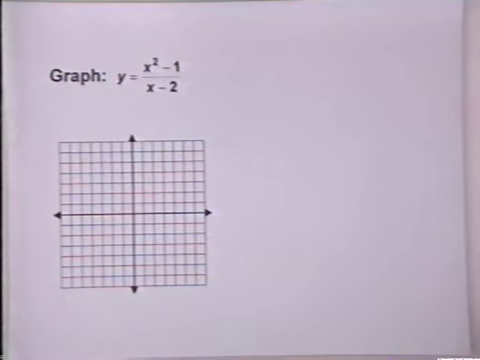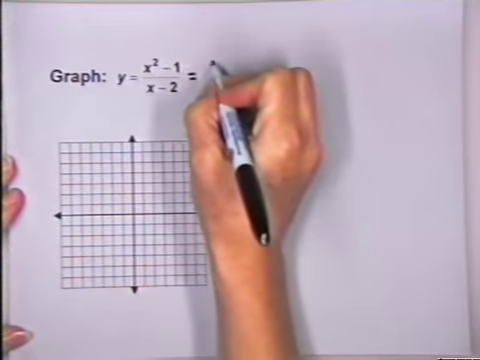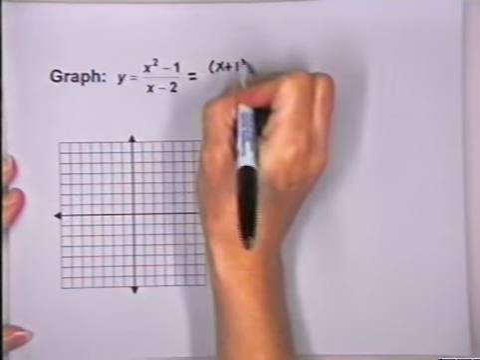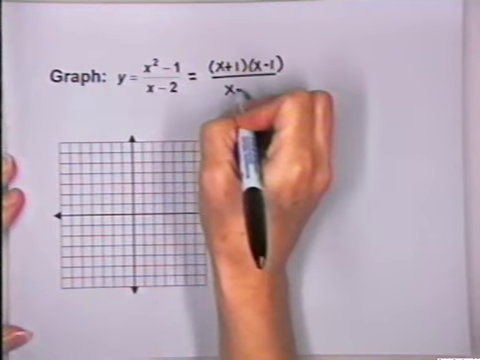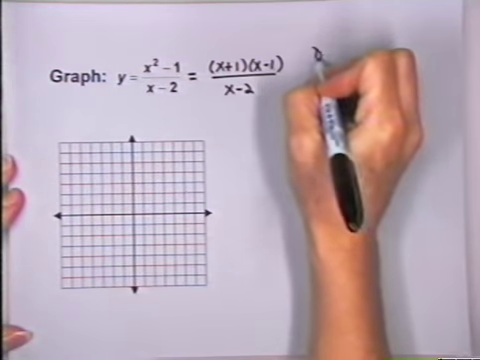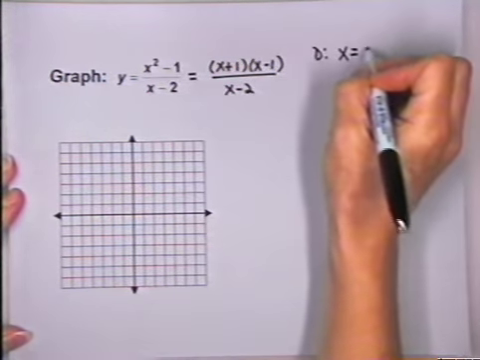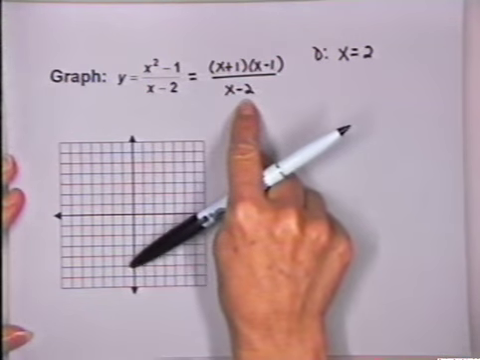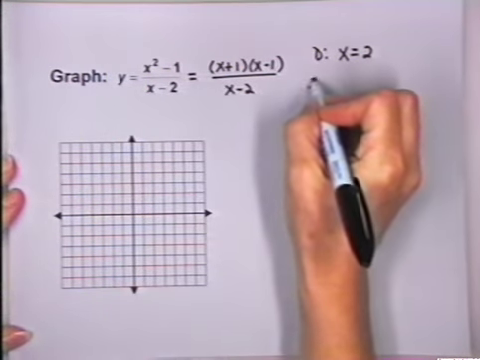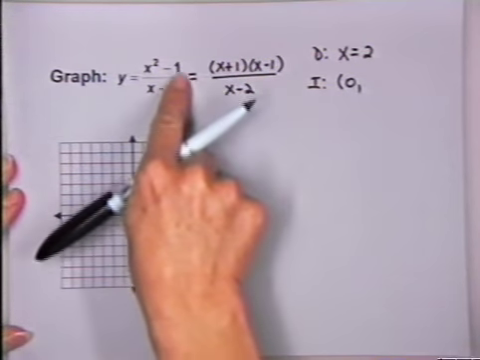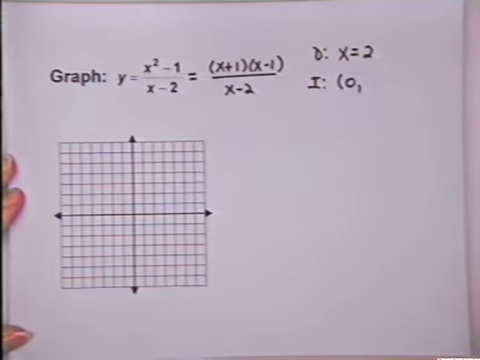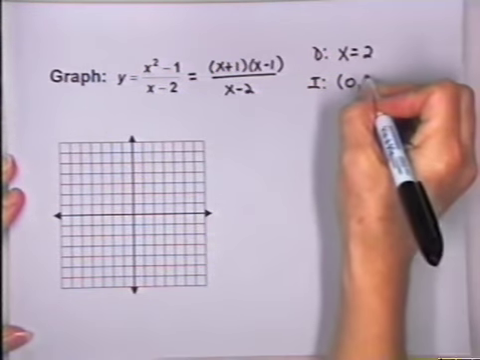Okay, well, let's look at this one. Again, my numerator will factor, so let's do that. X plus 1 times x minus 1 here over x minus 2. For my domain, x cannot be 2, can it? That would make this 0 down here. Intercepts. If I choose x to be 0, the easiest place is to look at the original. If x is 0, I have negative 1 over negative 2, which is positive 1/2.